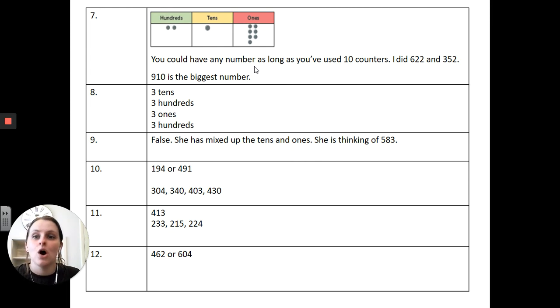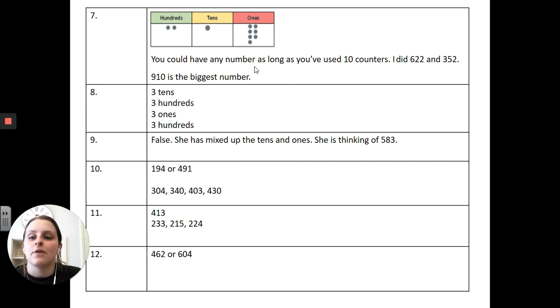And if I've put all 10 in the hundreds column, which some people might have done for this last question, but I can't have 10 hundreds. We don't say 10 hundreds, we say 1,000. So my biggest number that I can make is 910. So you can put 9 counters in the hundreds column. You can put 1 in the tens column, so you have 910. The biggest number you could make, not 1,000, if you don't have that column.